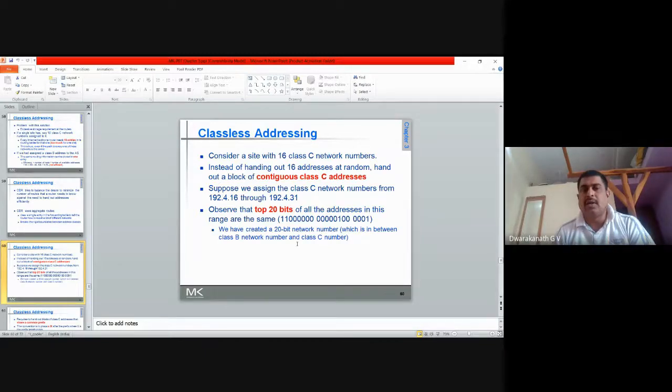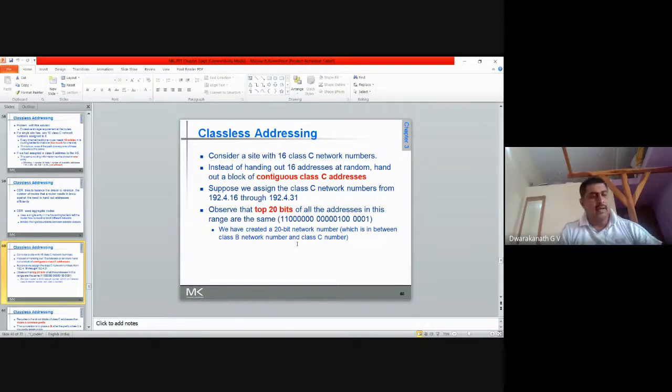Observe that the top 20 bits of all the addresses in this range are the same. Out of 32 bits, if you take the range 192.4.16 to 192.4.31 and compare the 20 bits, all will be the same. Very important concept I am telling.